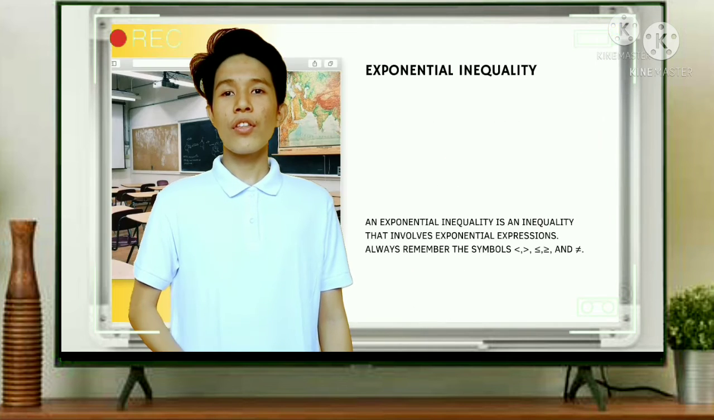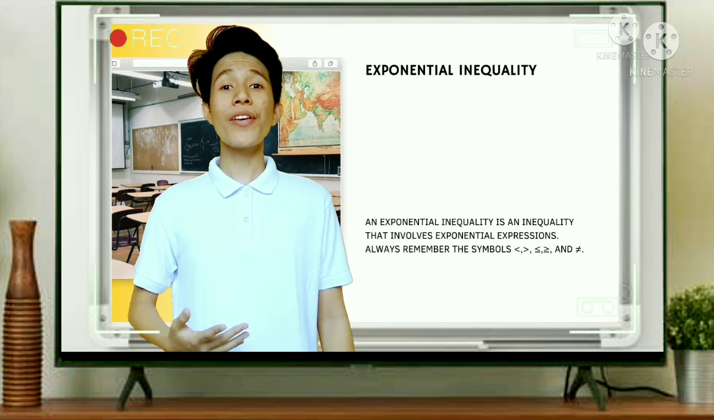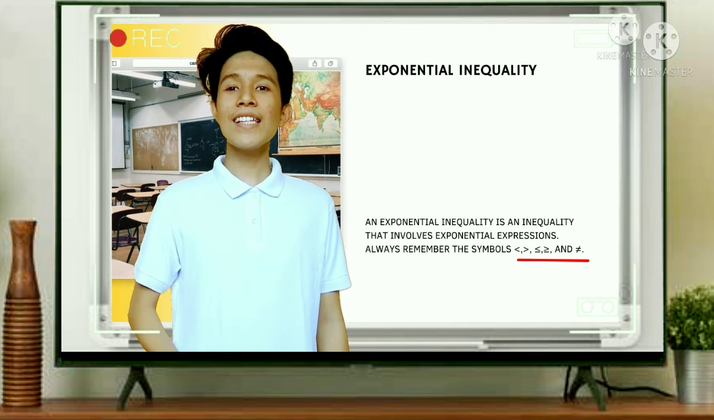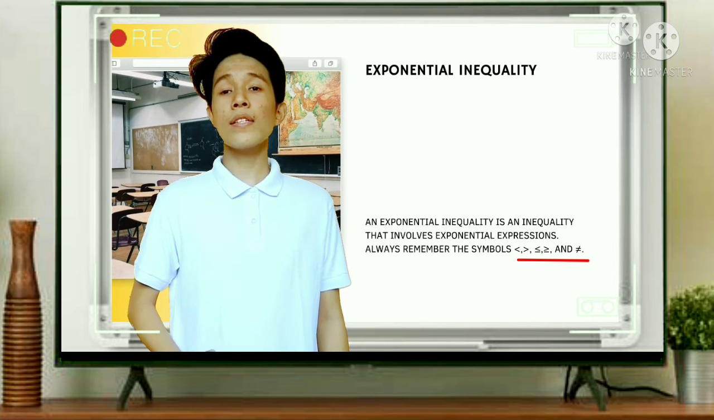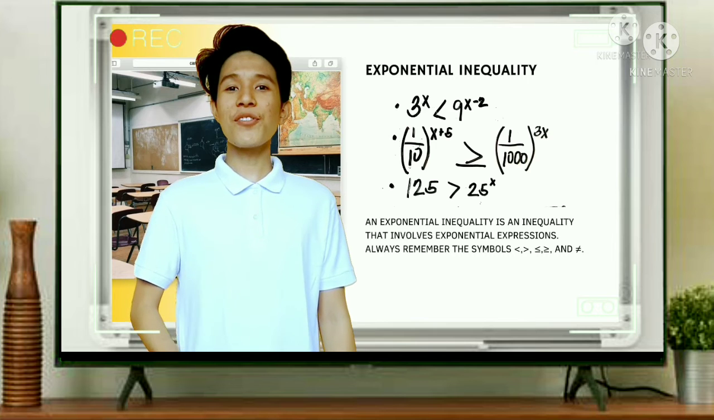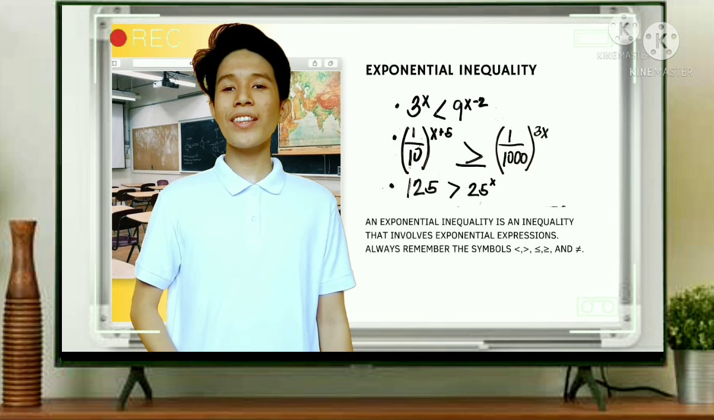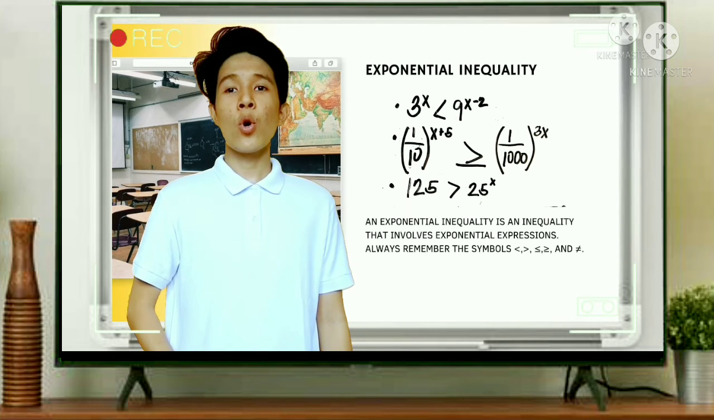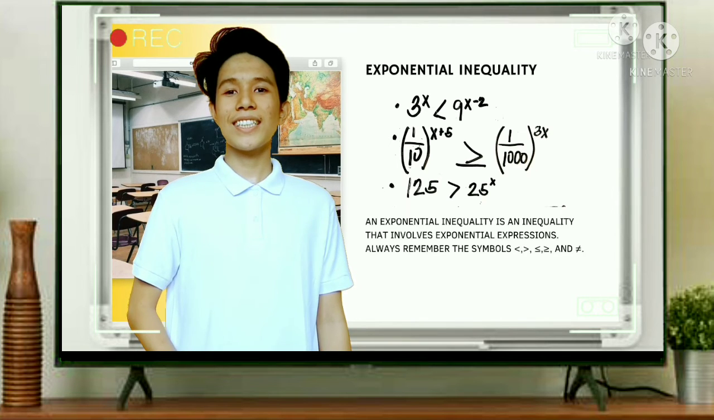So let's move on. Third, exponential inequality. An exponential inequality is an inequality that involves exponential expressions. Always remember the symbols greater than, less than, greater than or equal, less than or equal, and not equal symbol. Examples are 3 raised to x less than 9 raised to x minus 2, (1/10) raised to x plus 5 greater than or less than (1/1000) raised to 3x, and 125 greater than 25 raised to x.